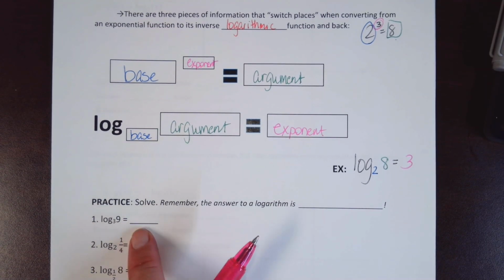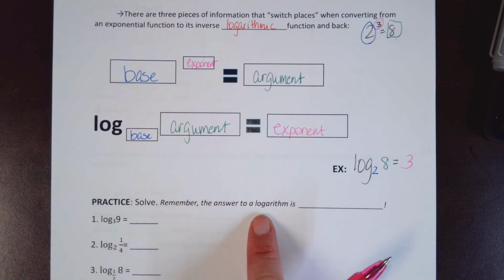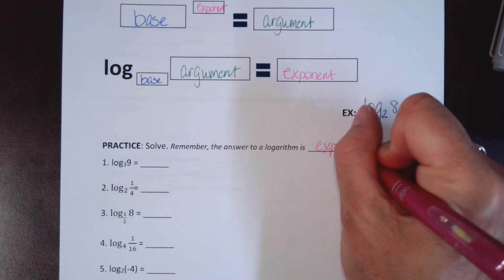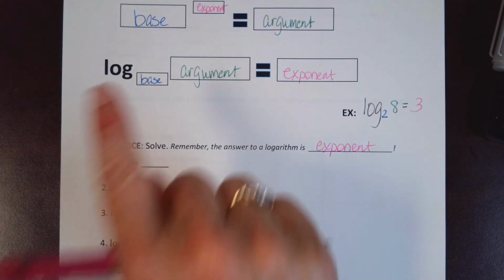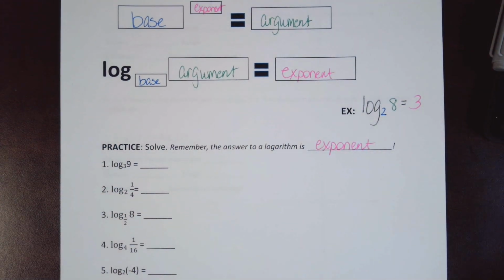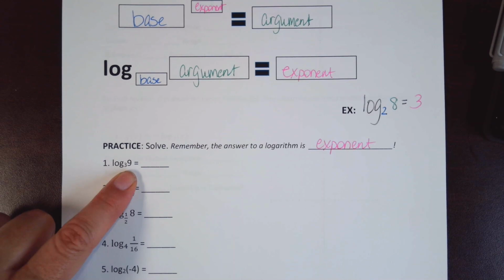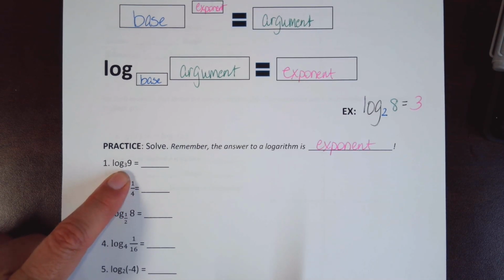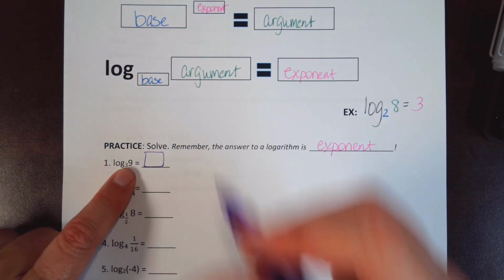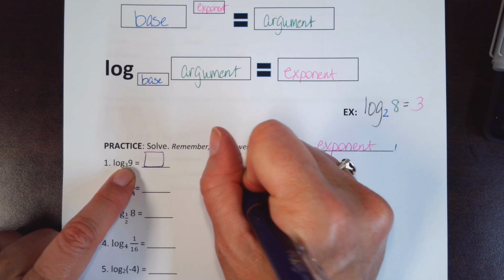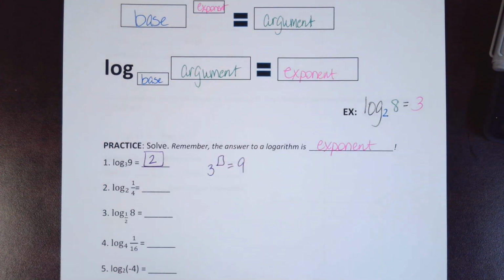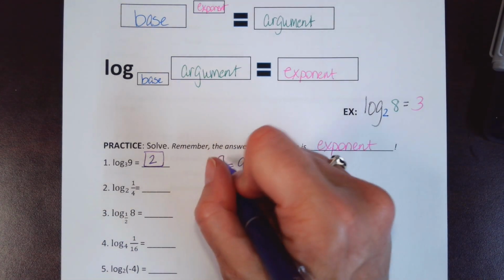Okay, we're going to practice. Remember that when you are solving a log problem, your answer is going to be that exponent. That's what you're looking for. You want to identify the base raised to some exponent is equal to an argument. So let's think through this. Right here, I would say log base 3 of 9. That's how I would read that. And my answer is going to be the exponent that would make this happen. So if my base is 3 and I have some exponent, then the argument is 9. What is that exponent? Well, 3 squared gives me 9. That's my missing exponent.